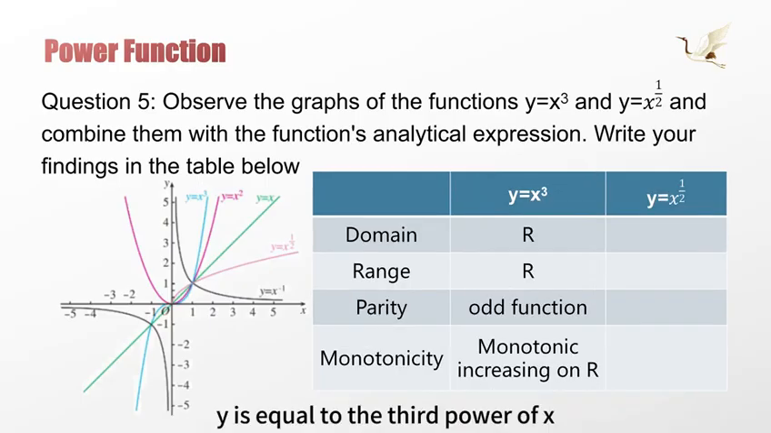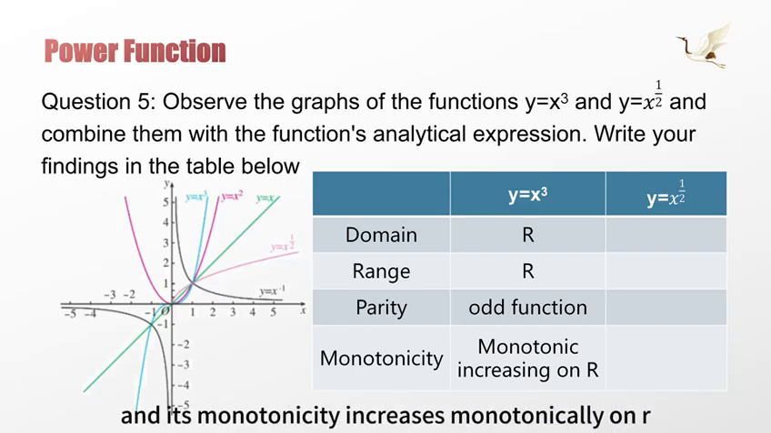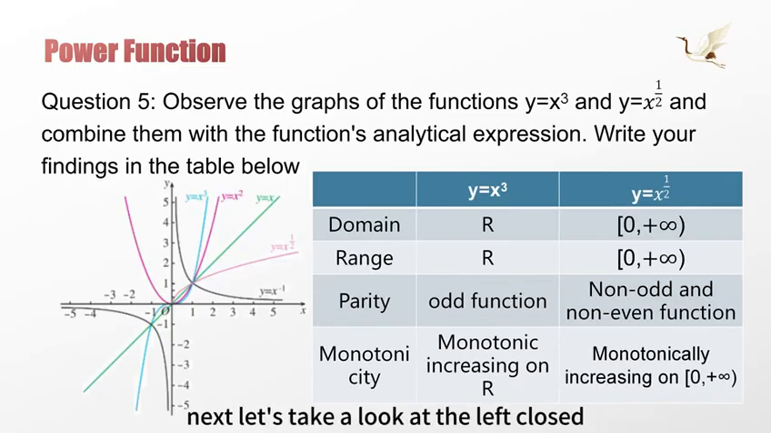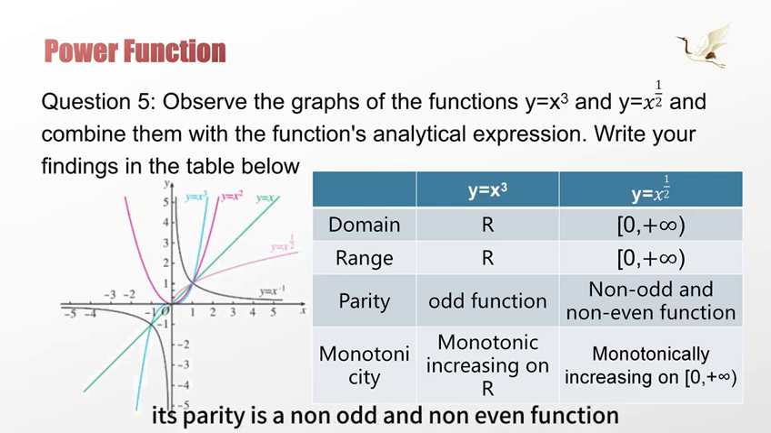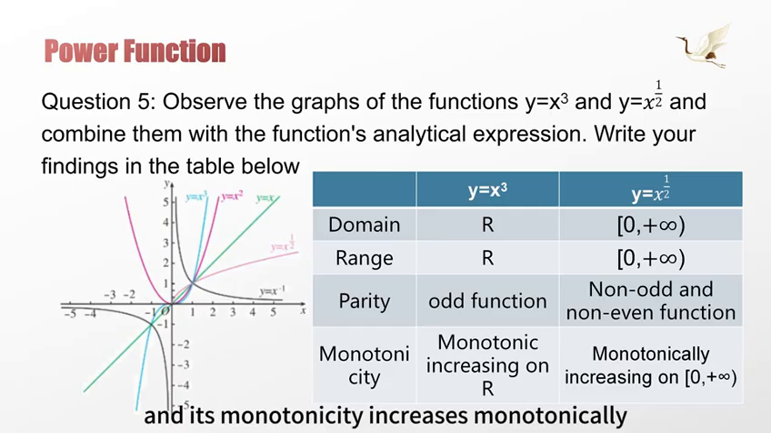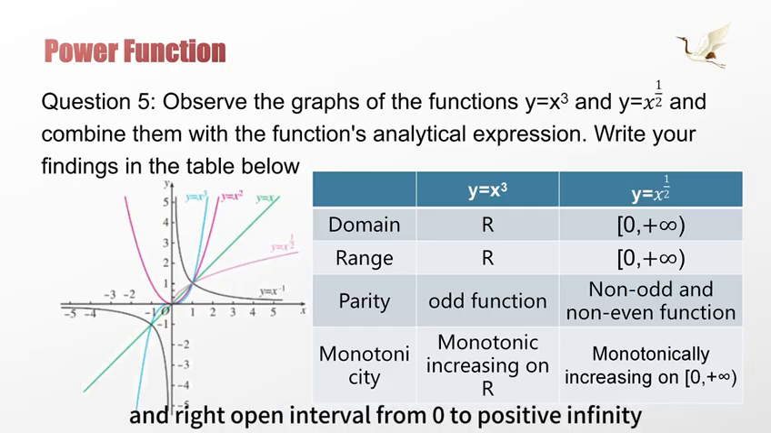For y equals x to the third power, its domain and value range are both R, it is an odd function, and it increases monotonically on R. Next, let's look at y equals x to the half power. Its domain and value range are both the left-closed, right-open interval from 0 to positive infinity. It is neither odd nor even, and it increases monotonically over the interval from 0 to positive infinity.